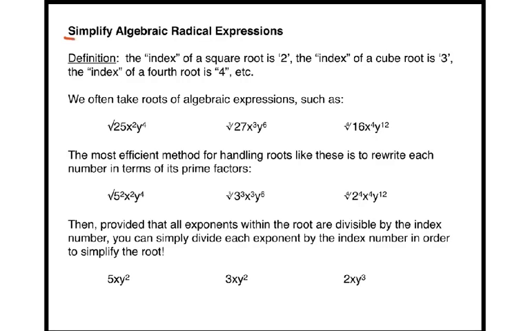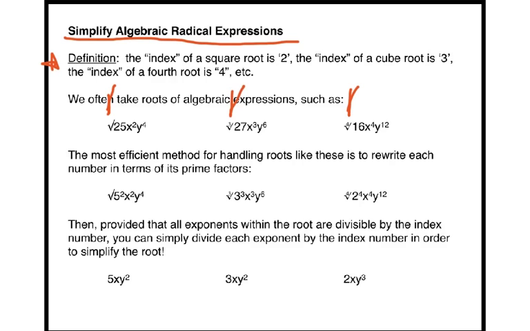This lesson is about how to simplify algebraic radical expressions. First, let's review some definitions. The index of a square root is 2, the index of a cube root is 3, the index of a fourth root is 4. You see the index number just outside of the square root. Normally the 2 is invisible, but here the index is 3, and here the index is 4. The index number tells you the type of root that you're doing. Again, square root, third root, fourth root.